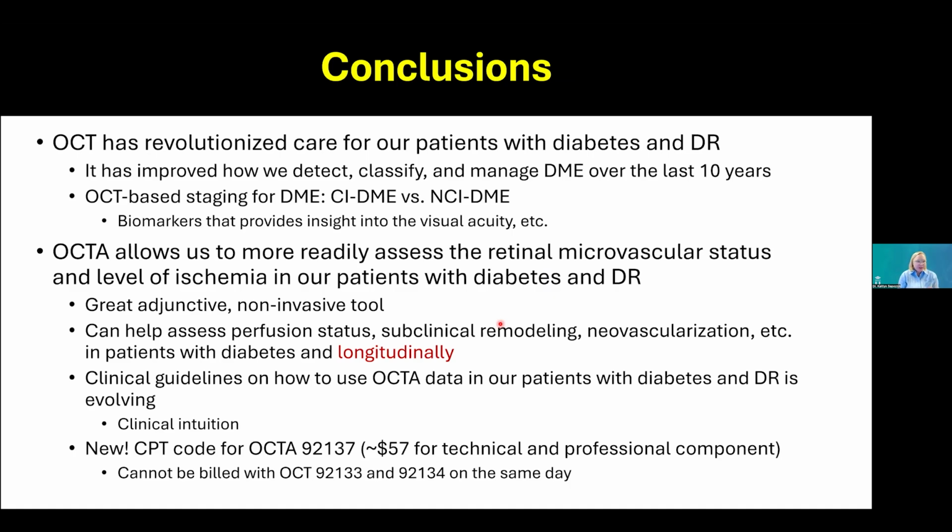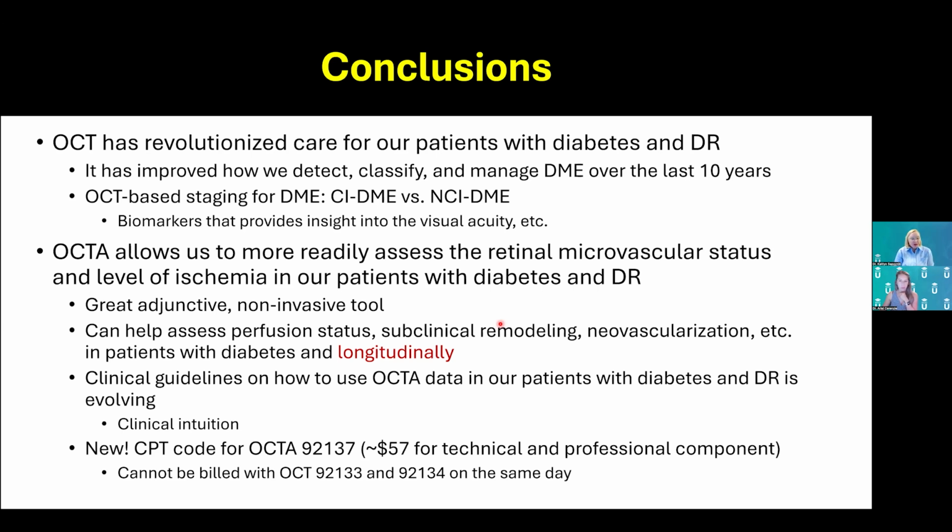So just a few conclusions. OCTs really revolutionized care for our patients. We have this new, modern, updated OCT-based staging for DME, but we do need to make sure that we're using it appropriately and not just focusing on these very rigid stages. OCTA allows us to also assess the patient's microvascular status, level of ischemia. It's really useful, especially for longitudinal monitoring in early stages of disease, but clinical guidelines on how to actually use this data are evolving. A lot of this is based on clinical intuition right now when we're bringing patients back early.